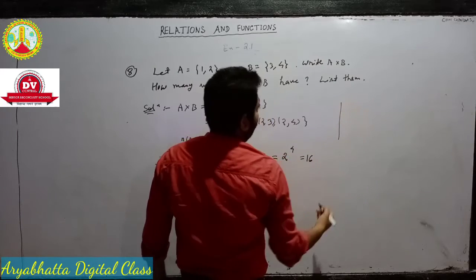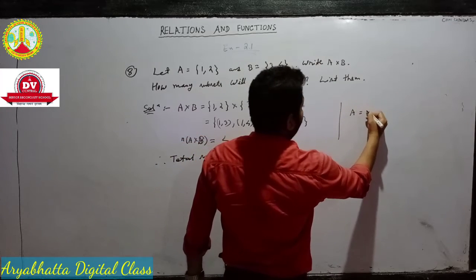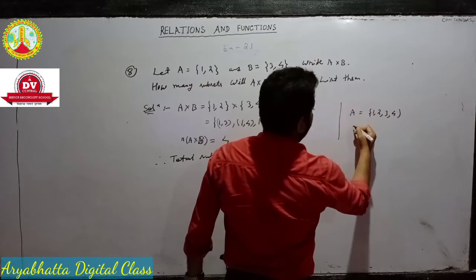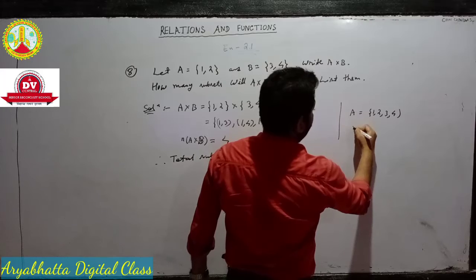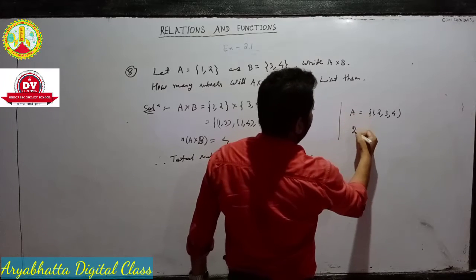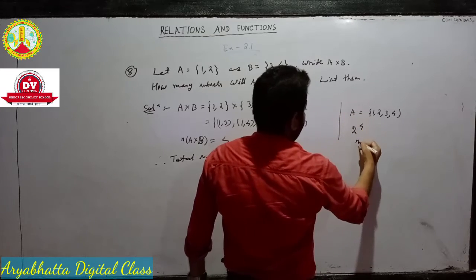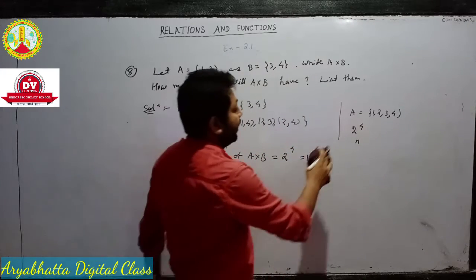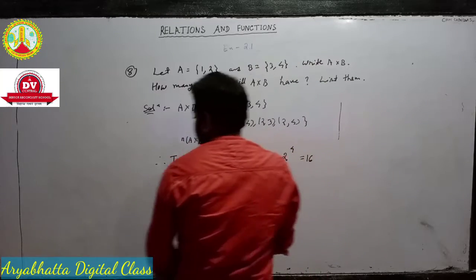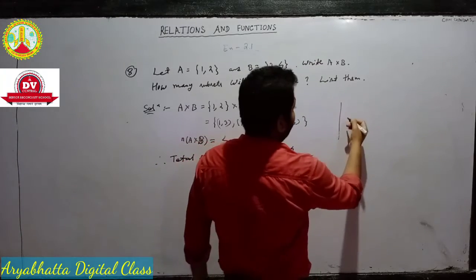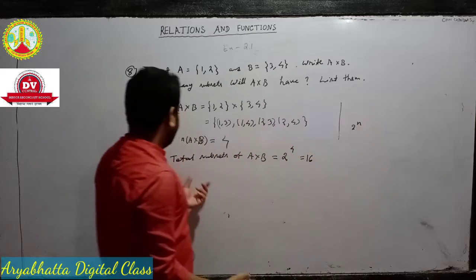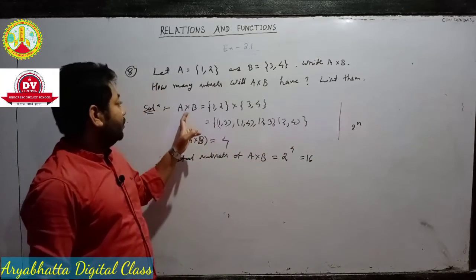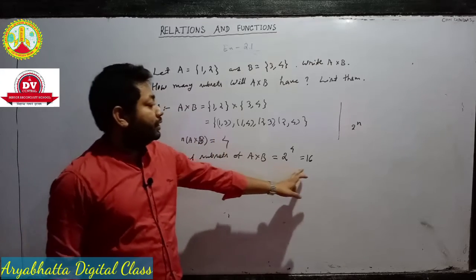We know that if A has 4 elements, then the total subsets of set A is equal to 2 to the power 4. If A has n elements, as we have already learned, then the total subsets of set A is equal to 2 to the power n. Therefore, the total subsets of A × B is 2 to the power 4, because the total number of elements in A × B is 4, which is 16.